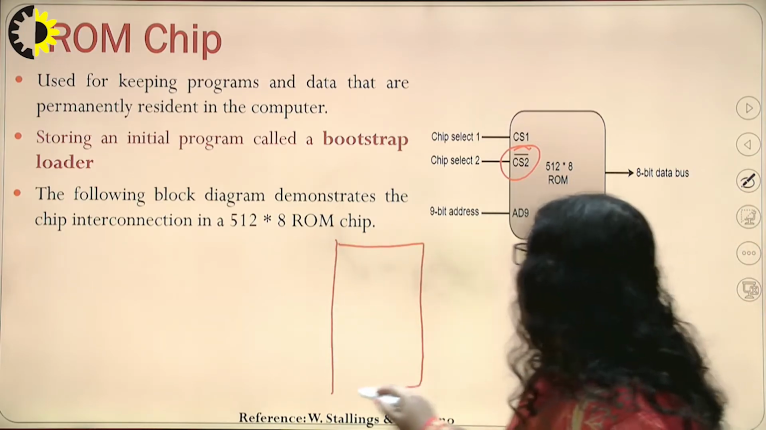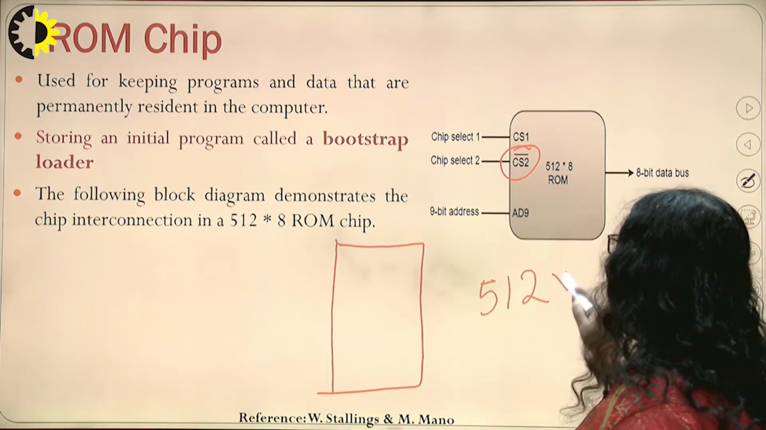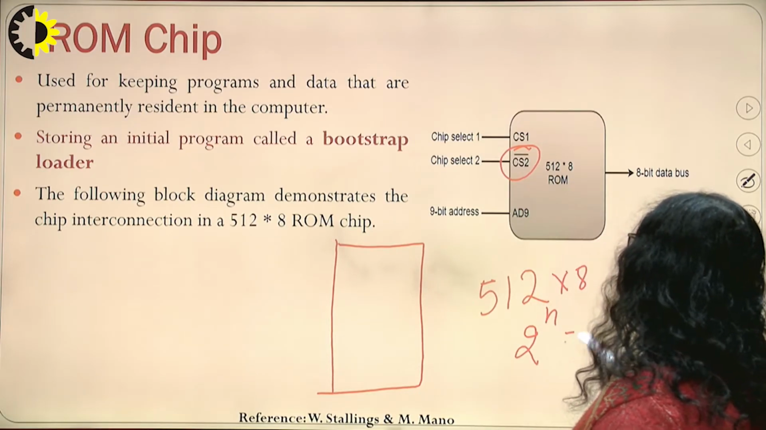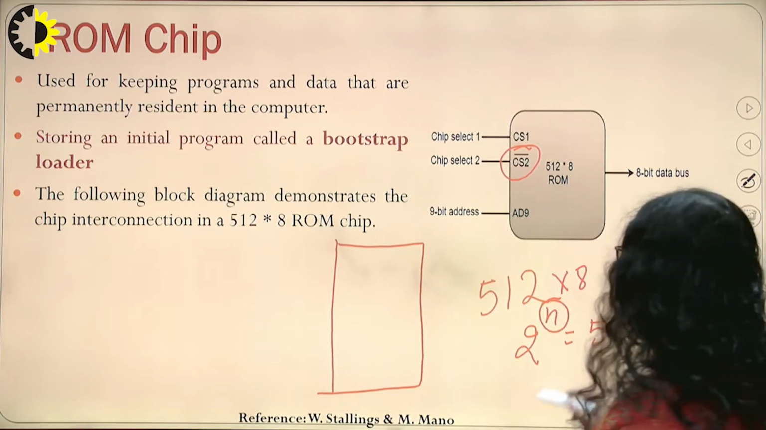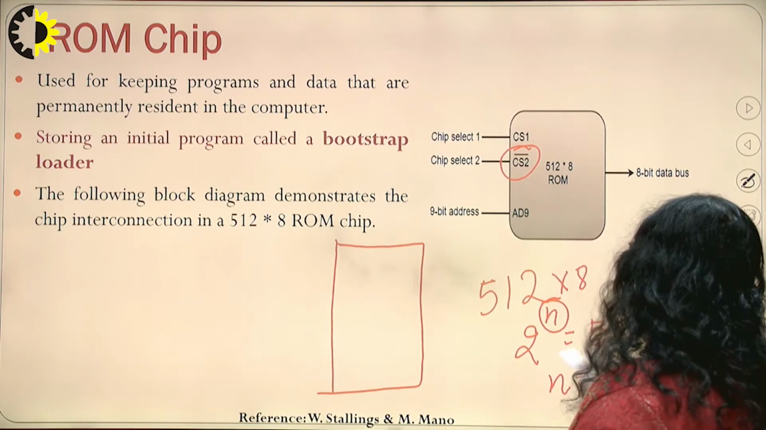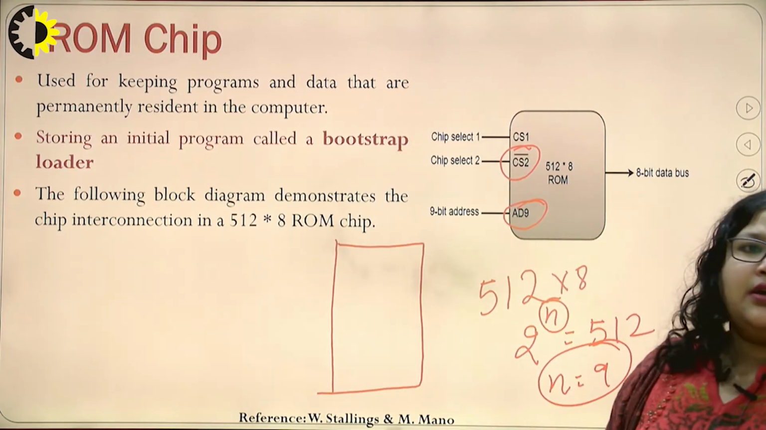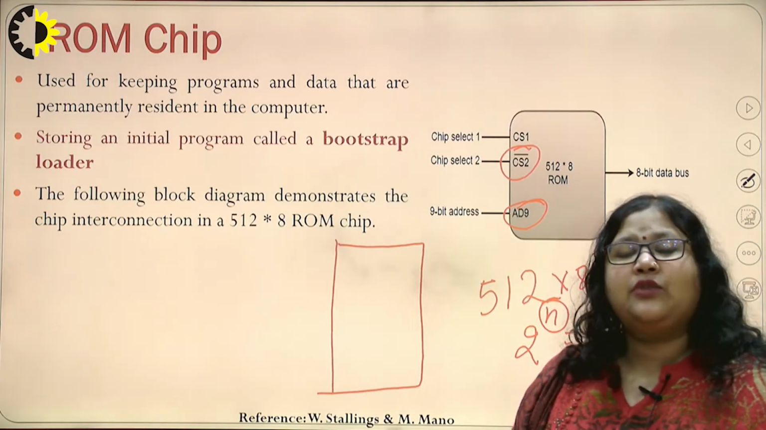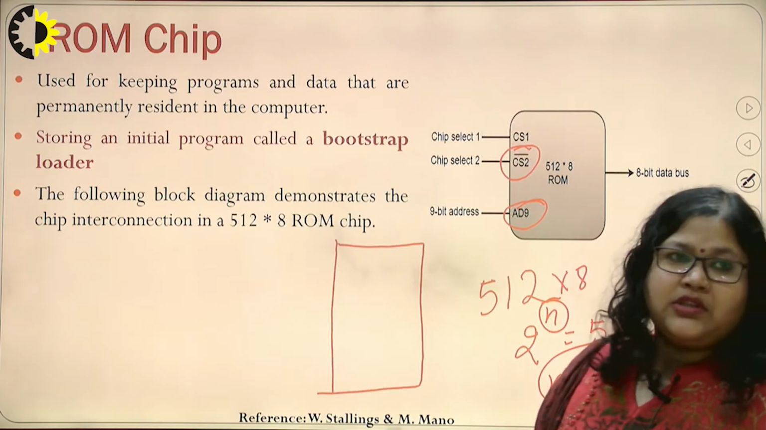How do we get the address size of 9? Because the size of ROM is 512 by 8. So it is basically 2 to the power n equals 512. So what is the bit size of n? N is 9 in this particular case. So the 9 address bits are used for selecting the particular word with respect to those address lines. So this is the ROM chip organization.